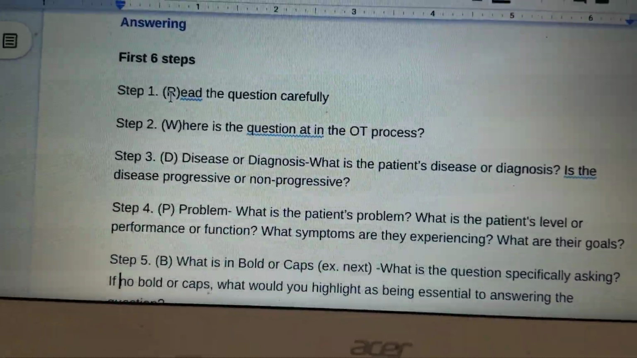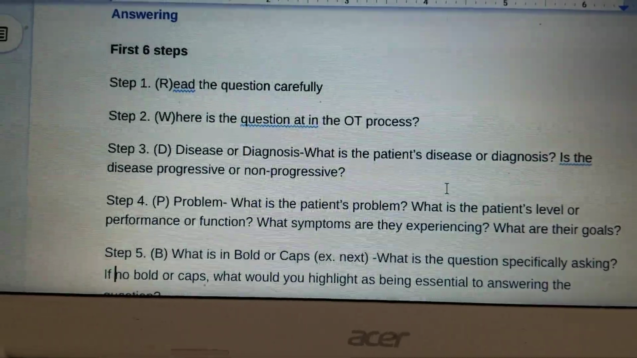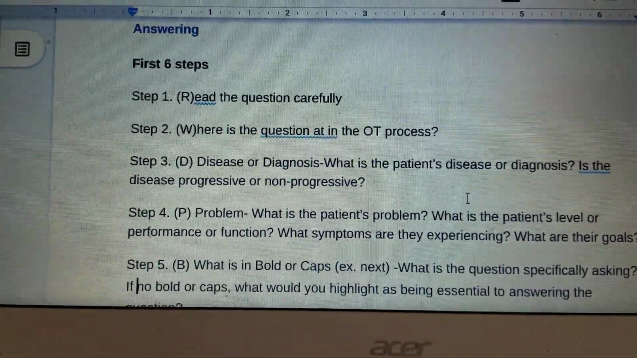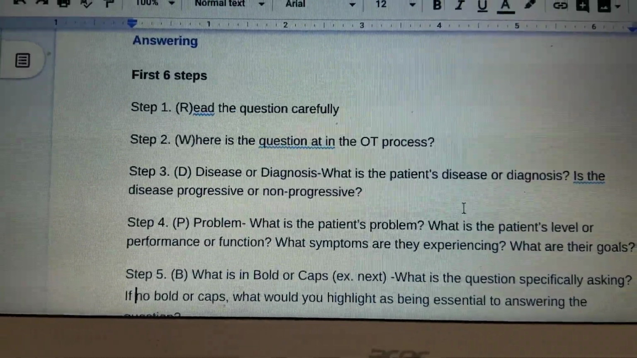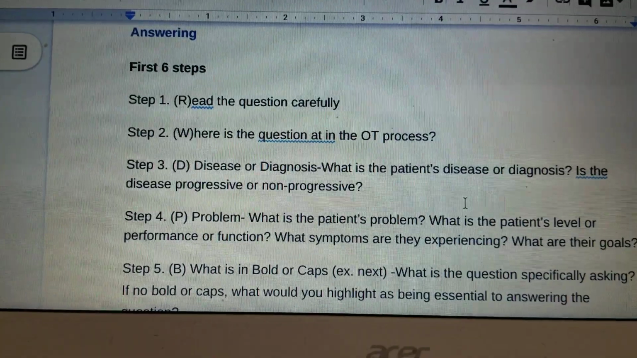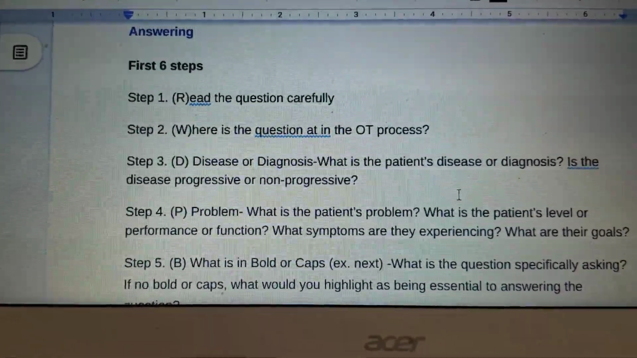Step 1, R for read the question carefully. Step 2, where is the question at in the OT process? Step 3, D, disease or diagnosis. What is the patient's disease or diagnosis? Is the disease progressive or non-progressive?